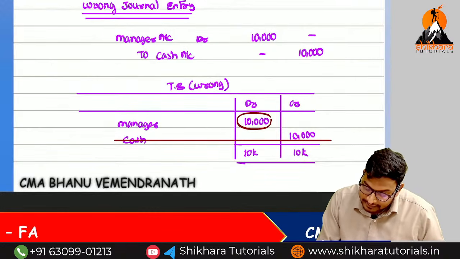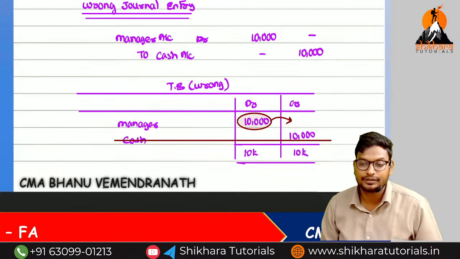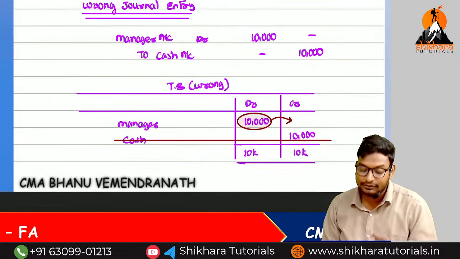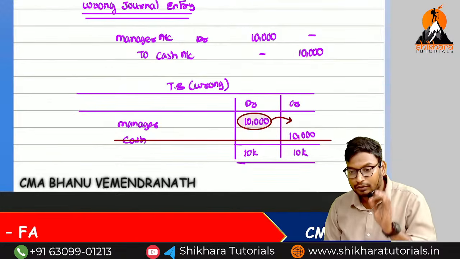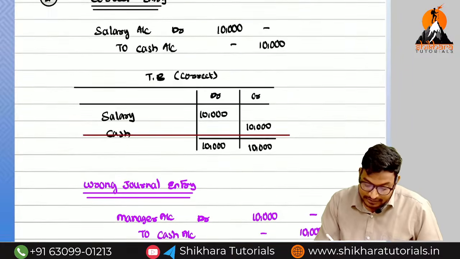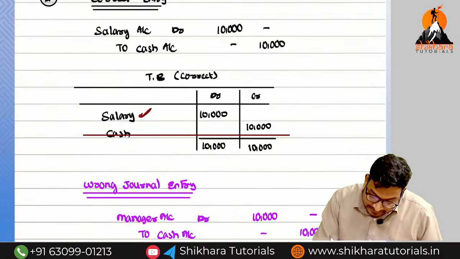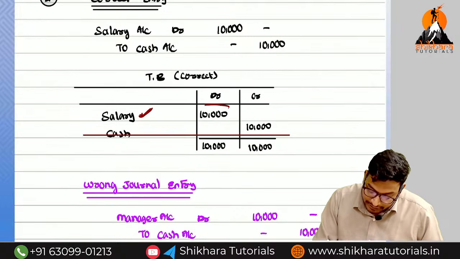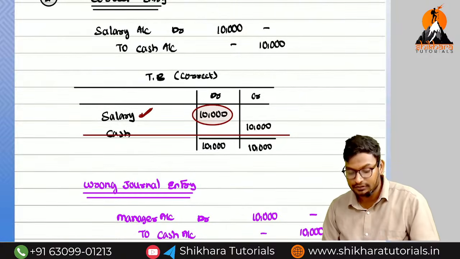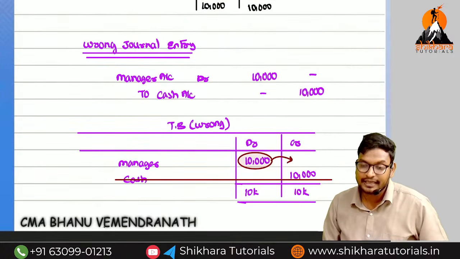For the cancellation of this one, which side do we need to record? Credit side. We need to cancel because unfortunately we have to write salary there, but we have recorded the manager. So this one we need to record. So salary will be debited and manager should be credited.